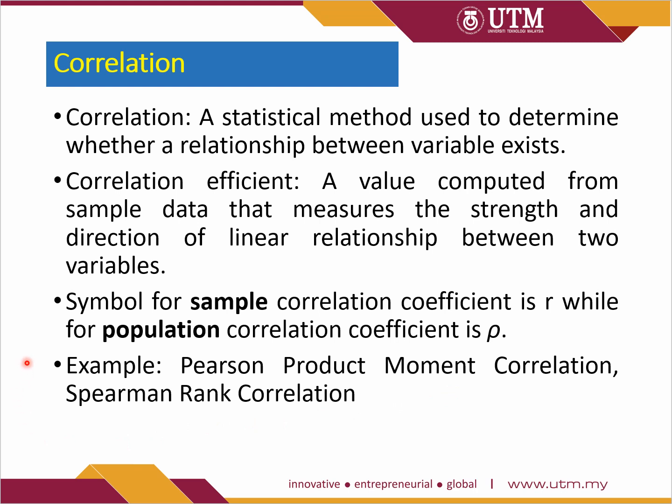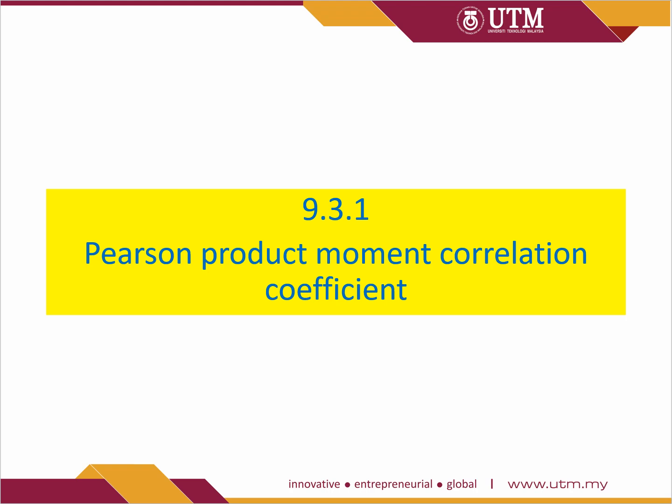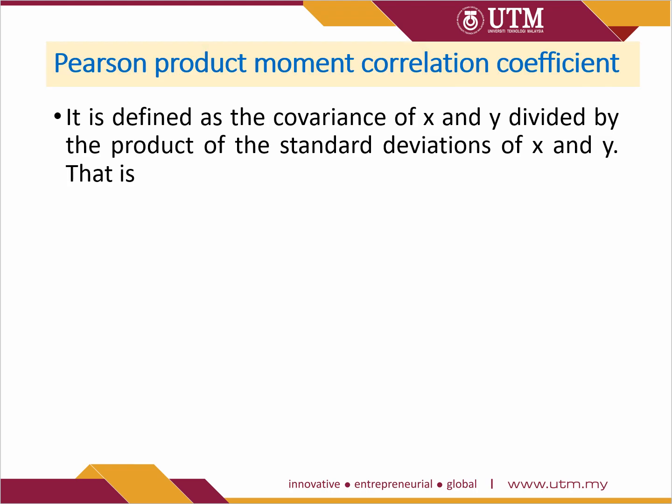Here we have two examples of correlation coefficient, which are the Pearson product moment correlation, and the second one is the Spearman rank correlation. First we focus on the Pearson product moment correlation coefficient. It is defined as the covariance of x, which is the independent variable, and y, which is the dependent variable, divided by the product of the standard deviations of x and y.